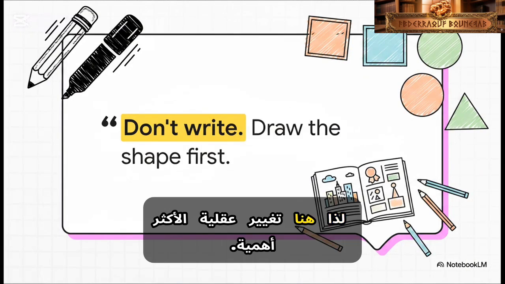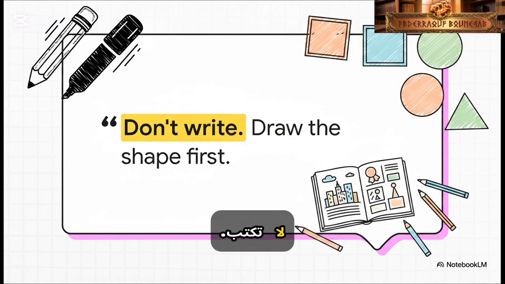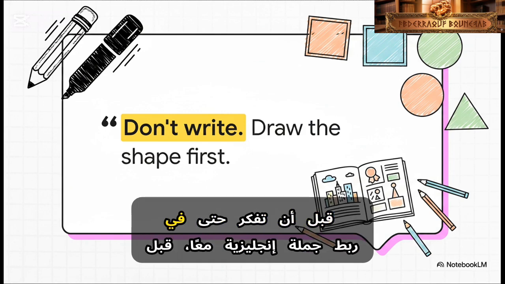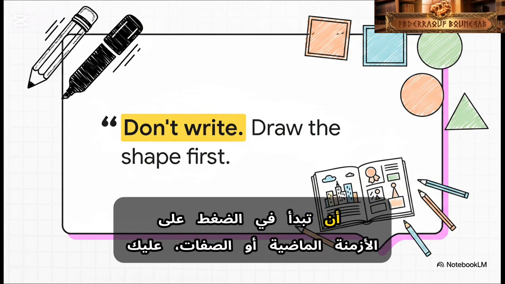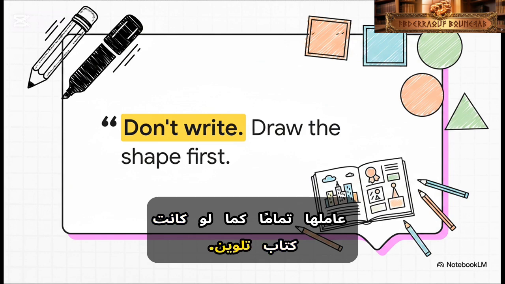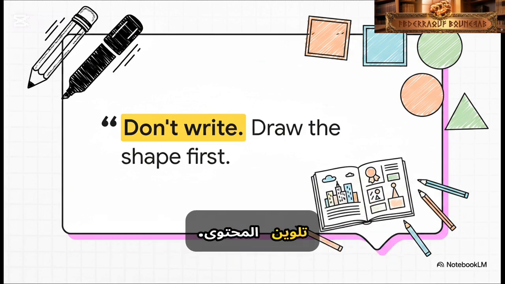So here is the absolute most crucial mindset shift. We need you to burn this phrase into your brain. Ready? Don't write, draw the shape first. Before you even think about stringing an English sentence together, before you start stressing over past tenses or adjectives, you've got to view this writing section as a visual puzzle. Treat it exactly like a coloring book. You draw the heavy black outlines first, and only then do you worry about coloring in the content.